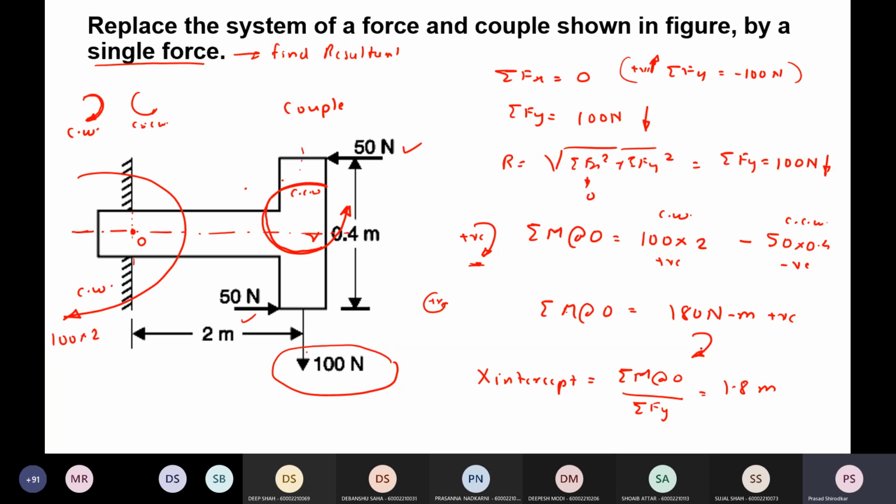You can choose any sign convention. You can choose counterclockwise negative also, but the final answer you have to write it showing the correct direction. Okay.